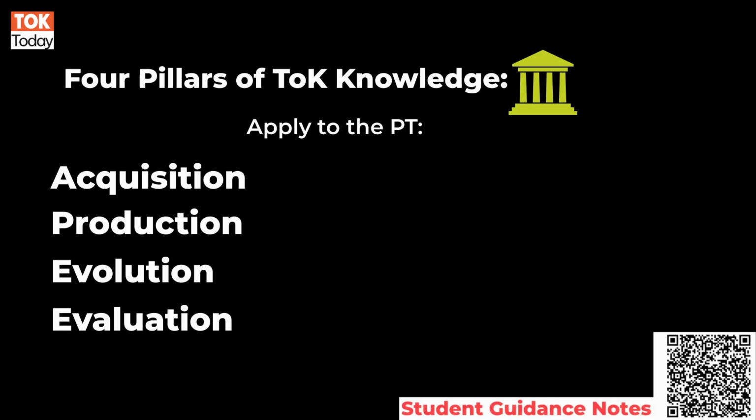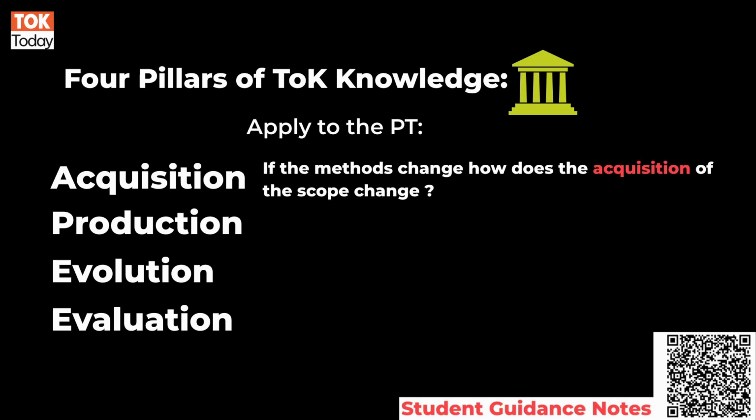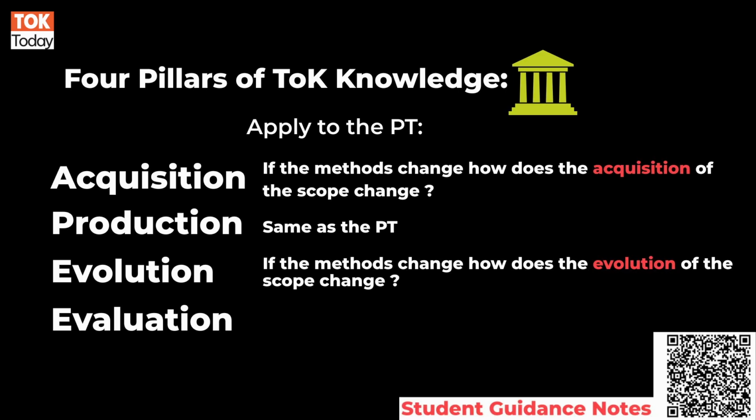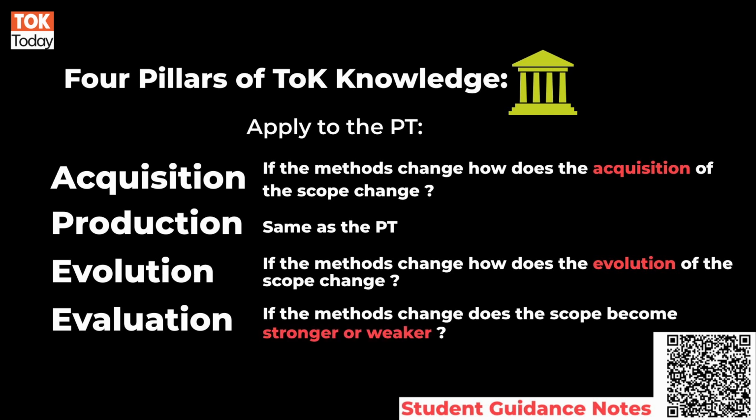So the first pillar, we could adapt that to, if the methods change, how does the acquisition of the scope change? The second pillar is about the production of knowledge, and the actual essay itself is about the production of knowledge, so let's ignore that. The third pillar is about the evolution of knowledge, so we can adapt the question to, if the methods change, how does the evolution of the scope change? And the fourth pillar is about the evaluation of knowledge, so we can ask the question, if the methods change, does the scope become stronger or weaker?